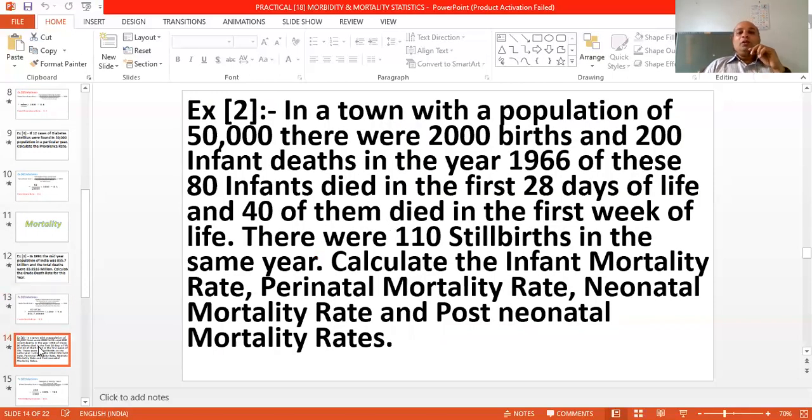Example 2. In a town with a population of 50,000, there were 2,000 births and 200 infant deaths in the year 1966. Of these, 80 infants died in the first 28 days of life and 40 of them died in the first week of life. There were 110 stillbirths in the same year. Calculate the infant mortality rate, perinatal mortality rate, neonatal mortality rate, and post-neonatal mortality rate.